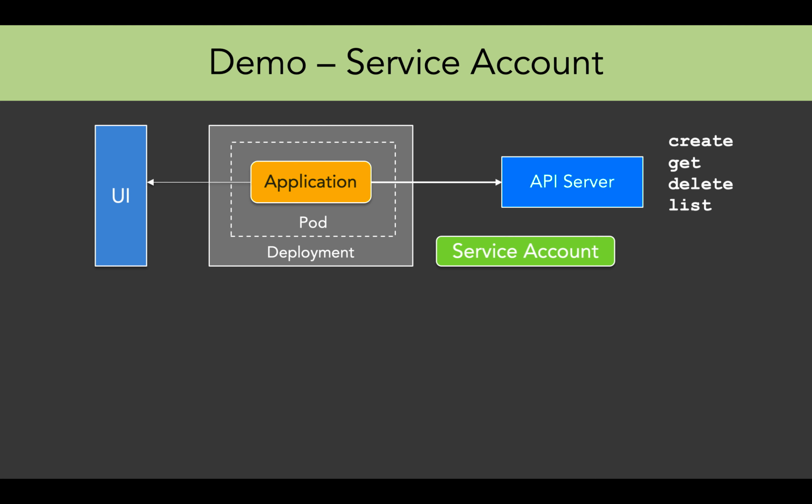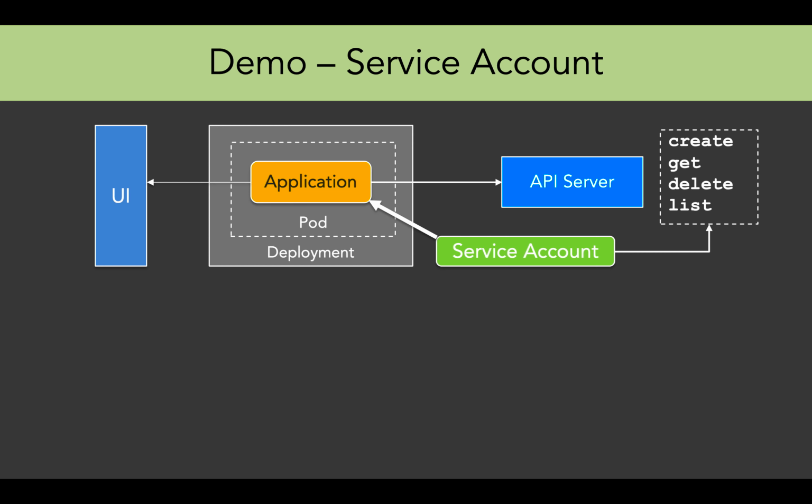How does that work? For that we'll have to create a service account and associate that service account with this application. But only associating the service account will not help. We'll have to align these roles or these actions with the service account also. So we'll need roles and role bindings, or cluster roles and cluster role bindings, to associate the actions or verbs with the service account. So now what we're going to do is deploy an application.